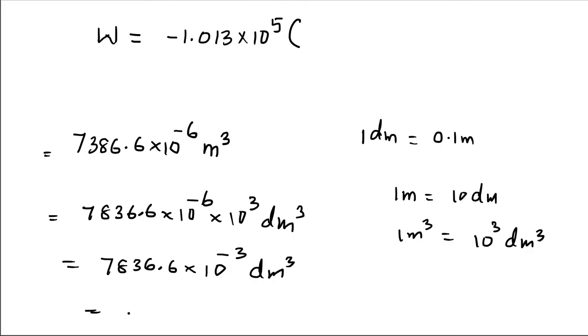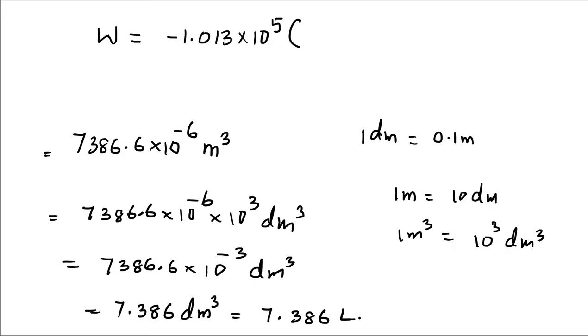So that will be simply 7 point... why did I get 7836? Sorry, something wrong again. This is 7386. 7386, 7386. That gives us 7.386 decimeter cube, which is equal to 7.386 liters.